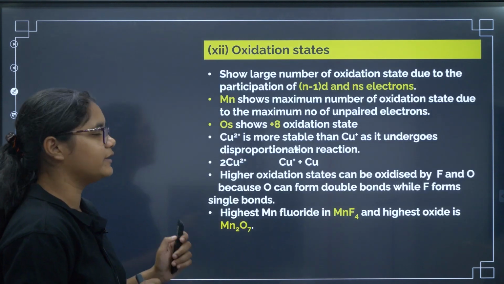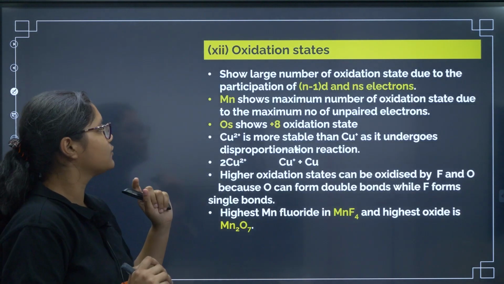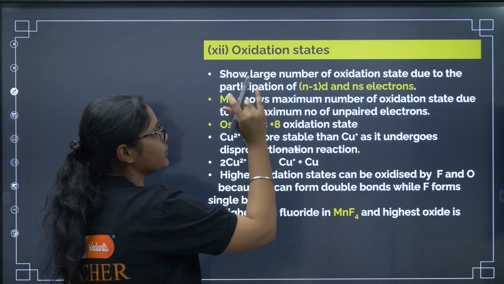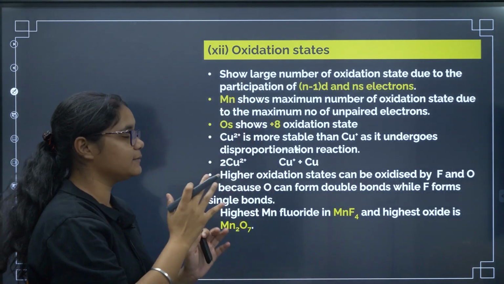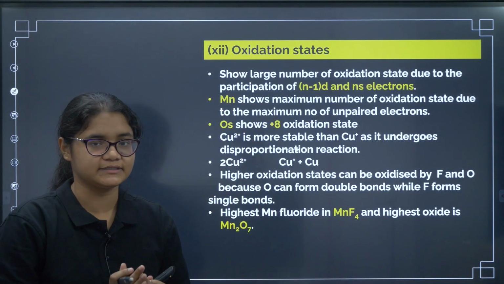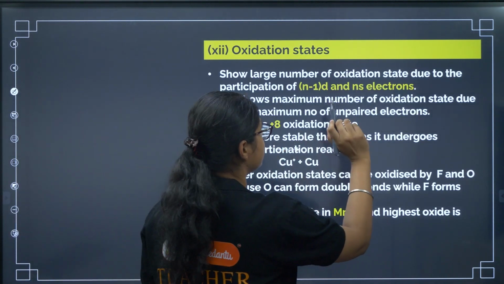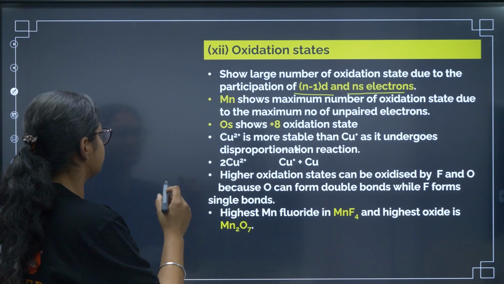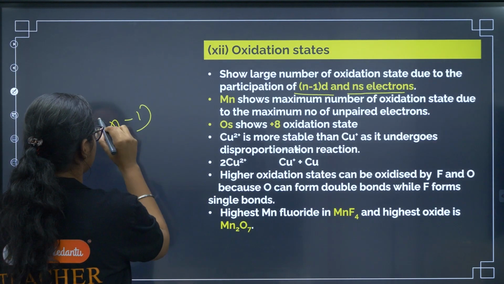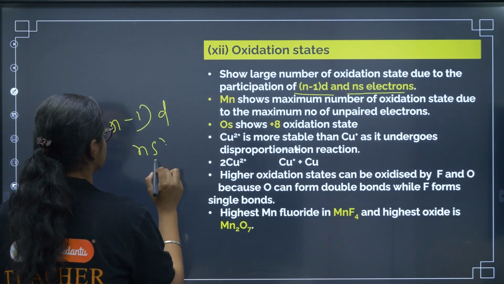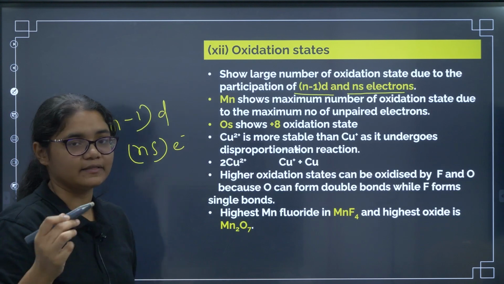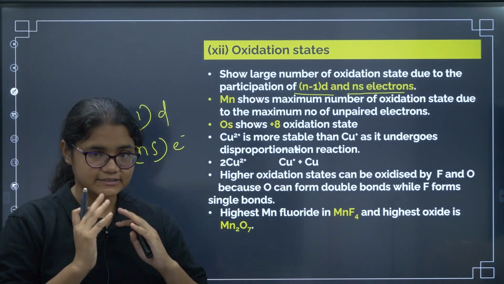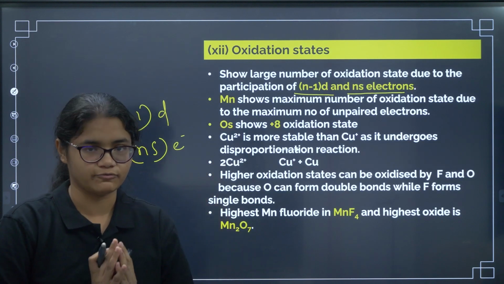Okay, so next we have oxidation states. So see, this point is very important. The d block elements can show a large number of oxidation states due to the participation of n-1 d and ns electrons. These n-1 d and ns electrons participate in the bonding, right? This is because of comparable energy. Their energies are similar, so they can participate in the bond formation.